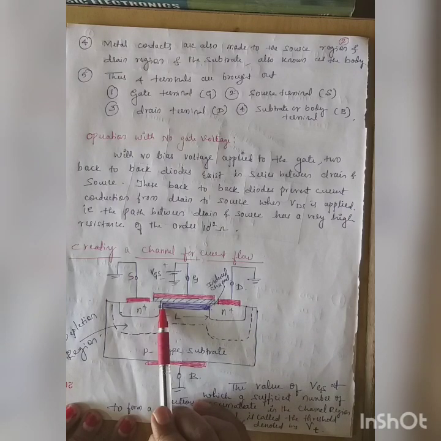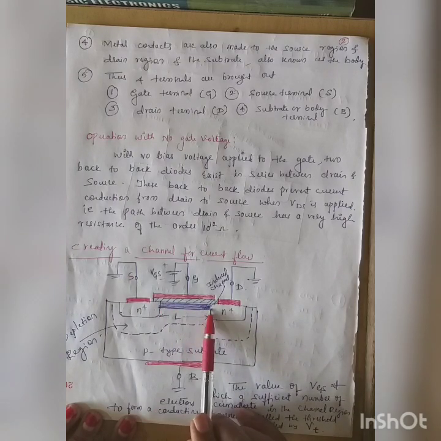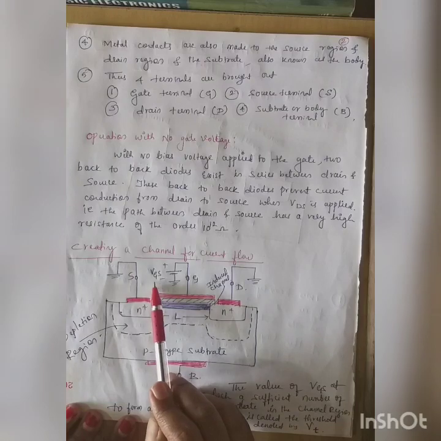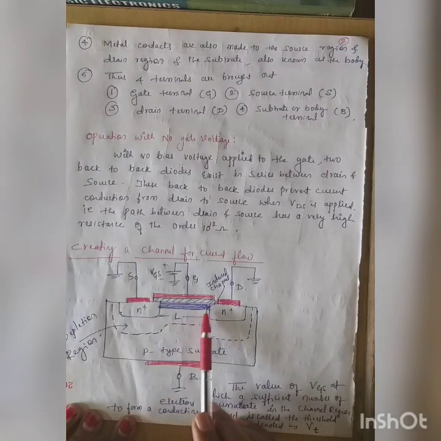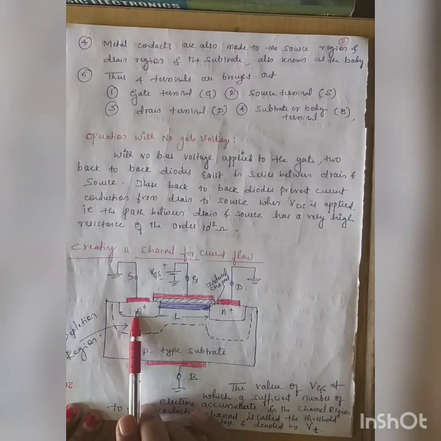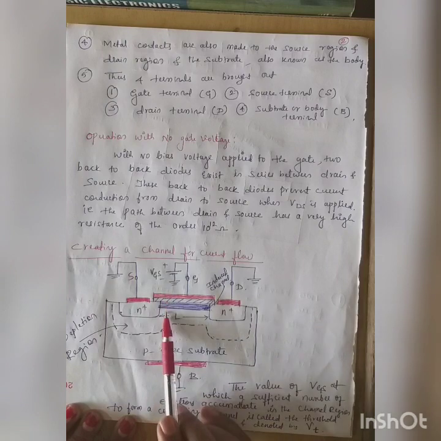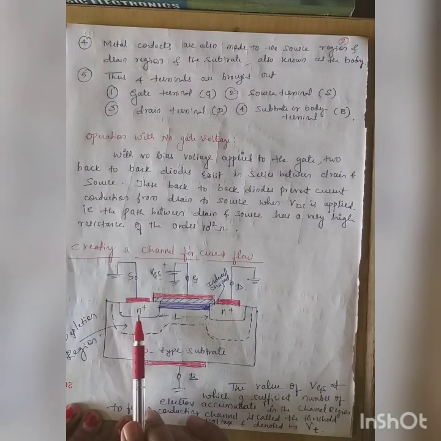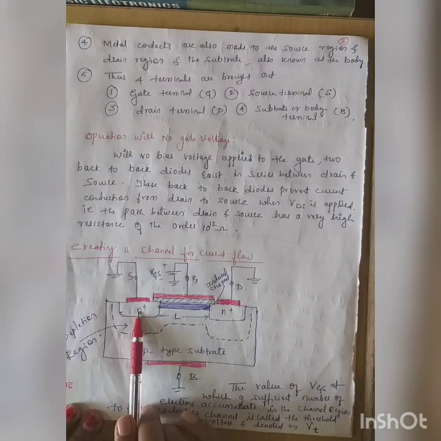The thickness of this channel is going to depend on the amount of VGS you connect. The more the VGS, the thicker the channel is going to be, and more current is going to flow from drain to source. So the lower the value of VGS, the lower the thickness, and lesser current flows from drain to source.